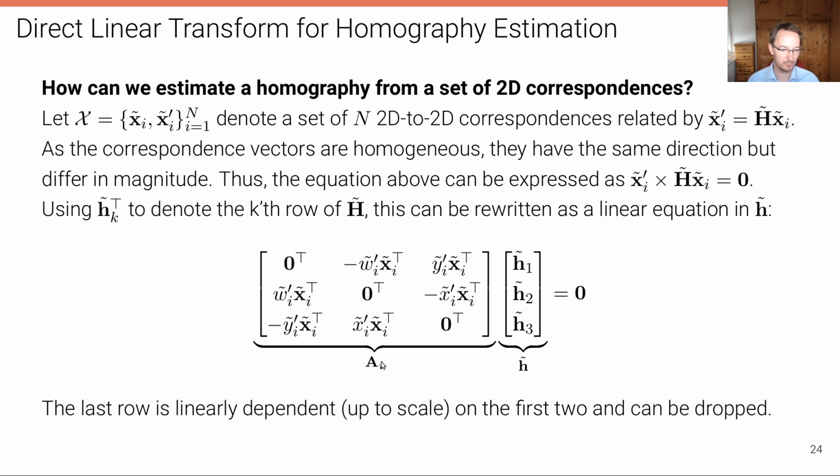So we have, in other words, a linear system A h tilde that shall be equal to 0. Now the last row is linearly dependent up to scale on the first two rows and can therefore be dropped. And so typically what people do is just consider these first two rows.